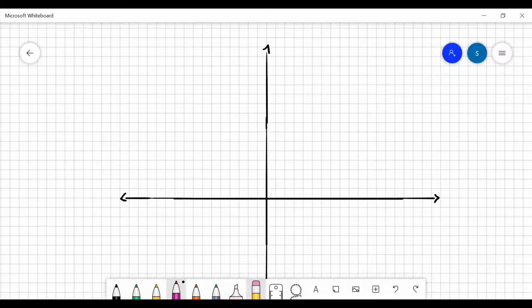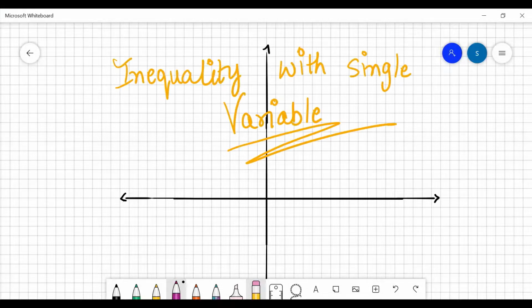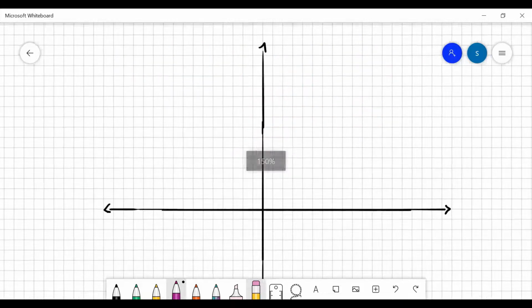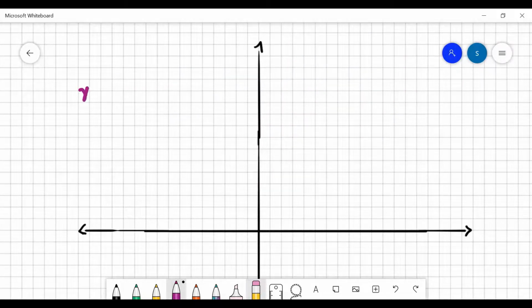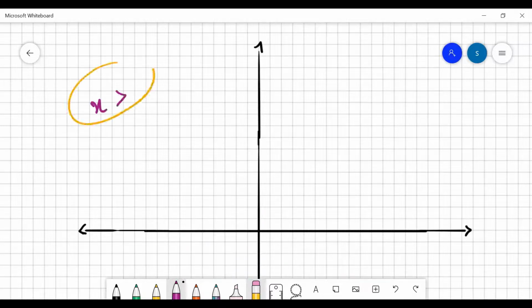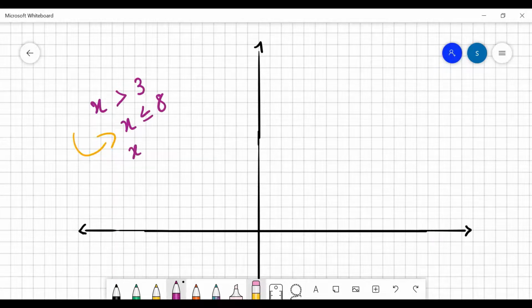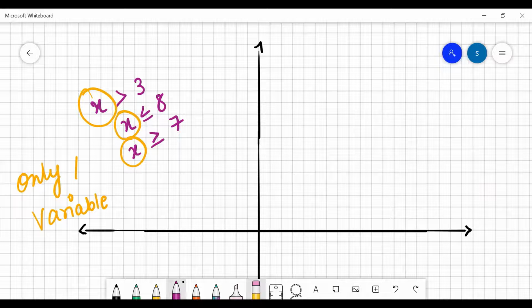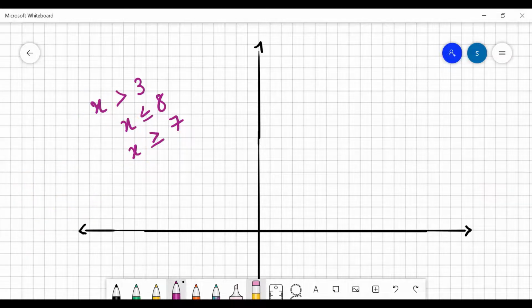Now drawing a graph of an inequality with a single variable is super easy. Let's say you have the inequality x greater than 3, or x less than or equal to 8, or x greater than or equal to 7. The common thing in all these inequalities is it just includes one variable, which is x. When this is the case, remember that the inequality is always a vertical line.